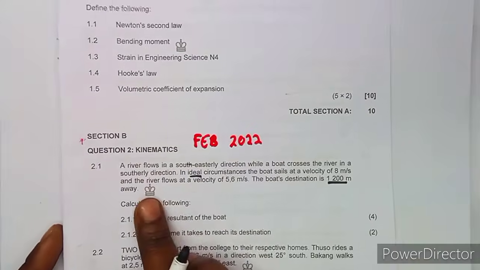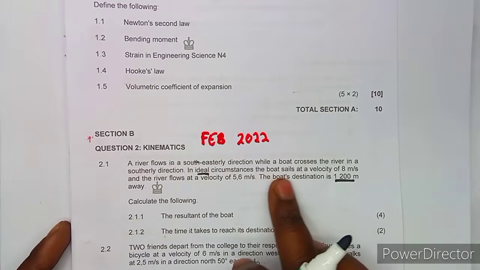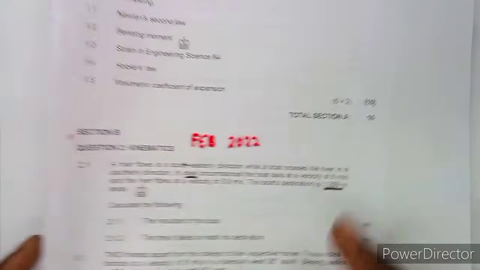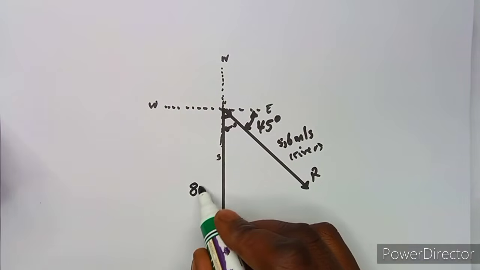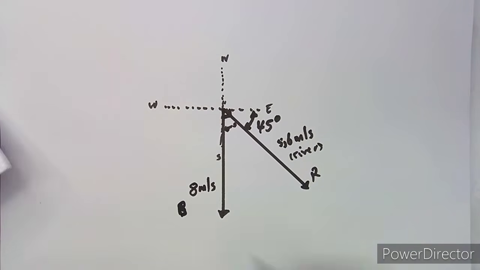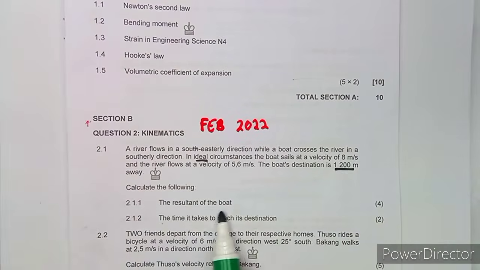Then we have the boat now. The velocity of the boat is 8 meters per second. This one is for the boat, so let's write B for the boat. So that's our diagram, guys, and the question is to calculate the resultant of the boat.